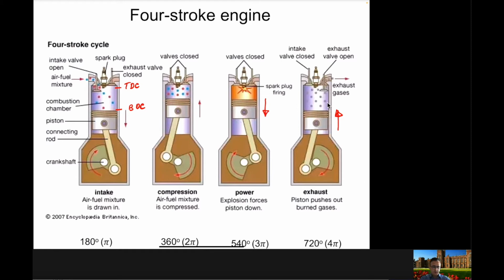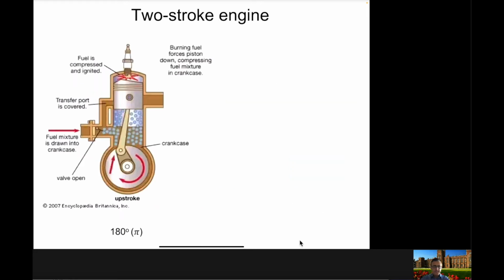So these are the main four strokes in a four-stroke engine, and in each stroke the piston is moving from the bottom dead center to the top dead center, or vice versa. In each stroke the crankshaft is rotating through 180 degrees. This means that for the whole cycle you need 720 degrees or 4 pi radians. Now the next engine is the two-stroke engine.